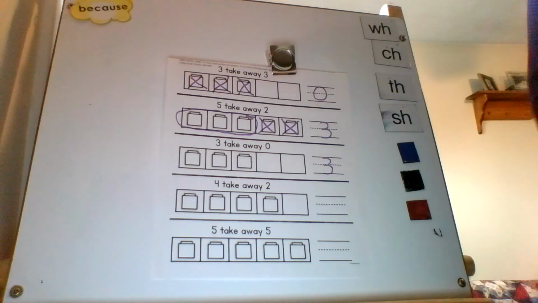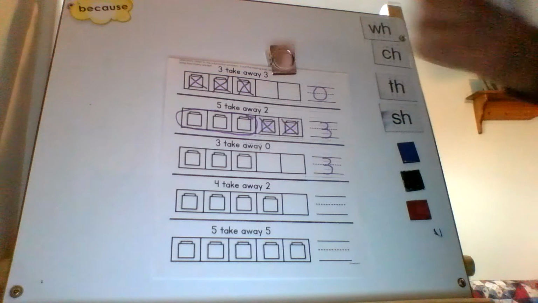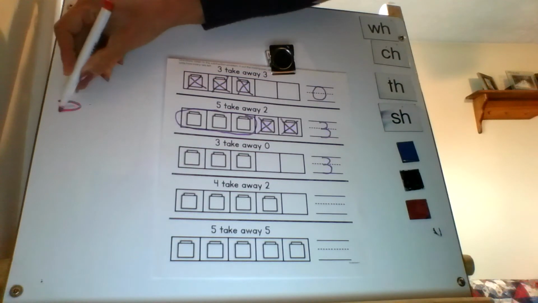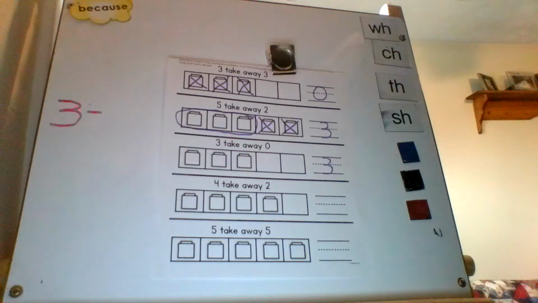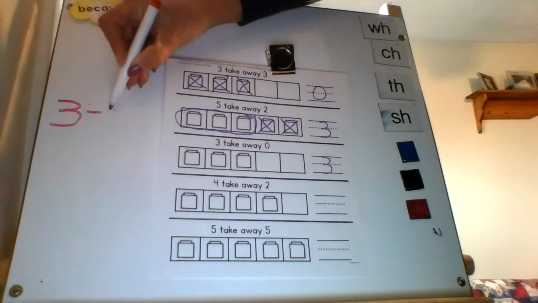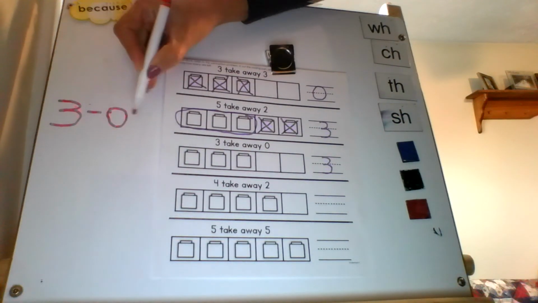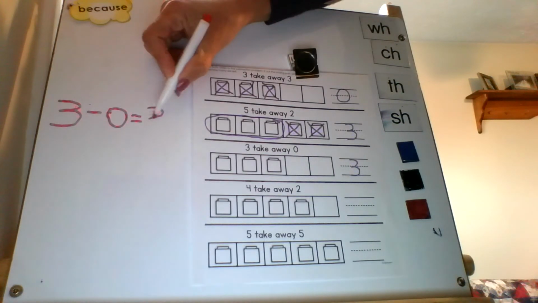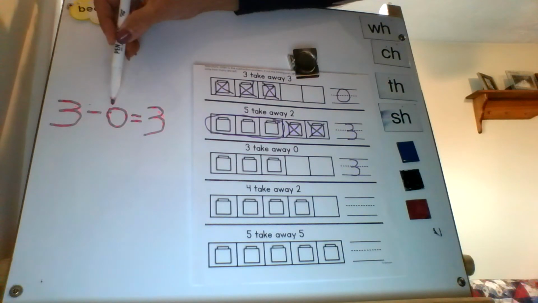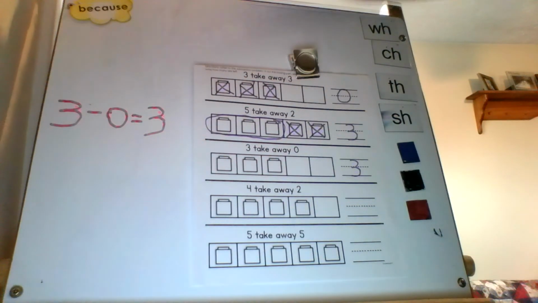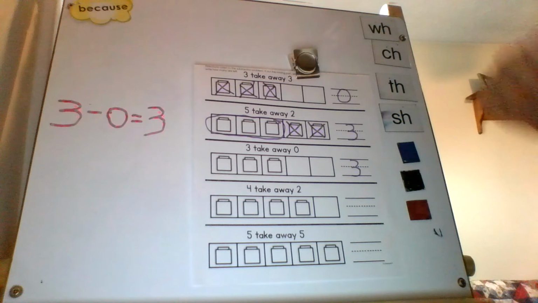And our equation for that would be 3, because that's what we started with, minus, because we always use a minus sign when we do subtraction, 0 equals 3. Because I started with 3 and I didn't do anything, so I still have 3. Nice work. Zeros are tricky sometimes.